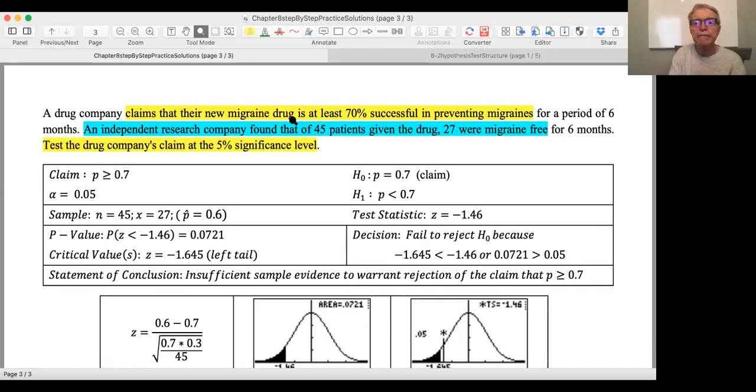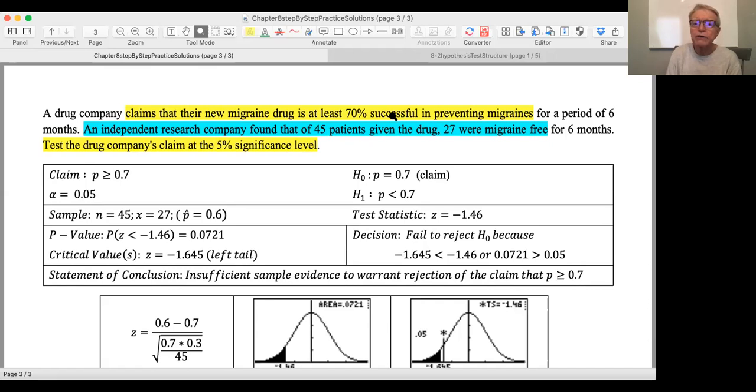The claim is that the migraine drug is at least 70% successful. Okay, it doesn't talk about a mean, so it can't be an average of 70%. It doesn't talk about standard deviation, so it can't be a standard deviation of 70%. But it does give us a percent. And remember what proportions are. Proportions and percent are basically the same thing. And when we have a percent, we know it's a proportion.